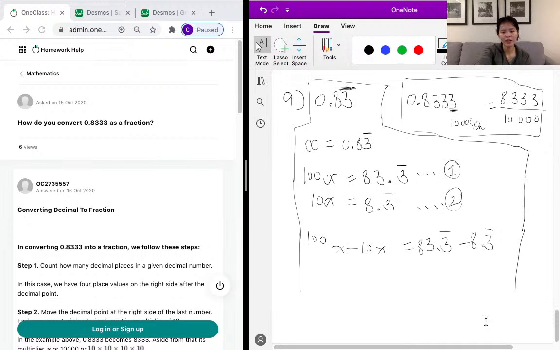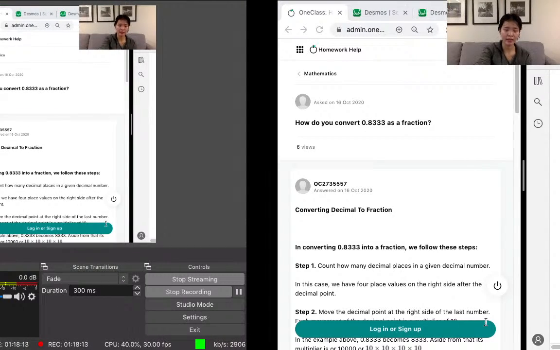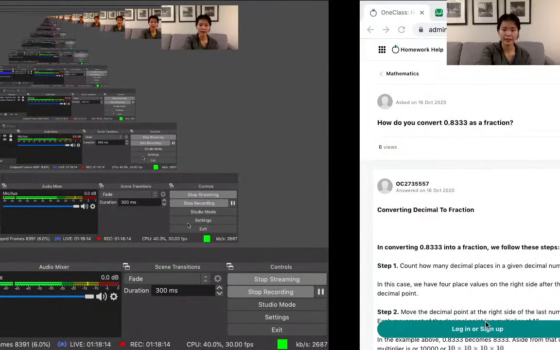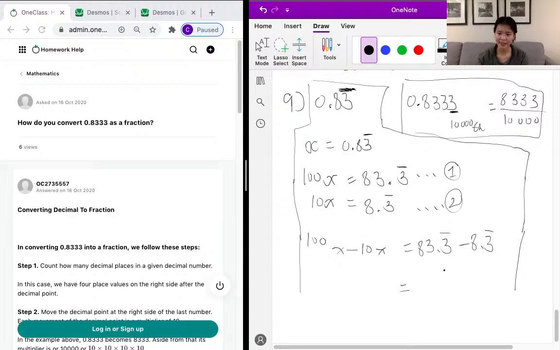And here, you would notice that the infinitely repeating 3's at the end of our decimals cancel out with each other. So this infinitely repeating 3 cancels out with this infinitely repeating 3, and we just have 83 minus 8, which is 75. And on the left-hand side, we have our 90x. Then we just divide both sides by 90.